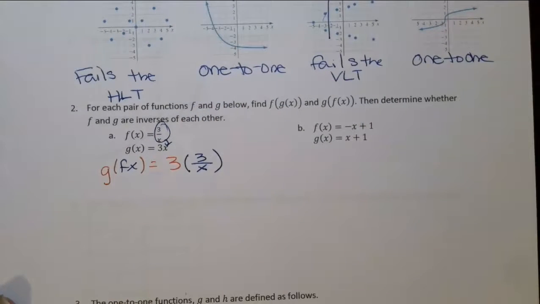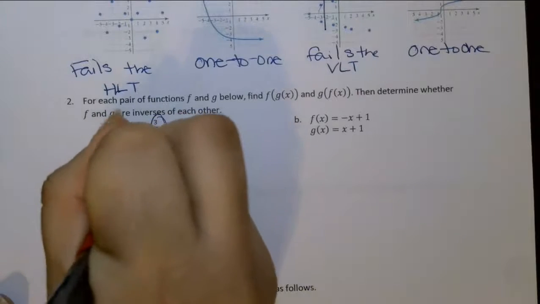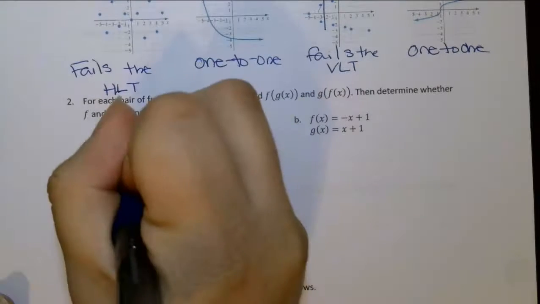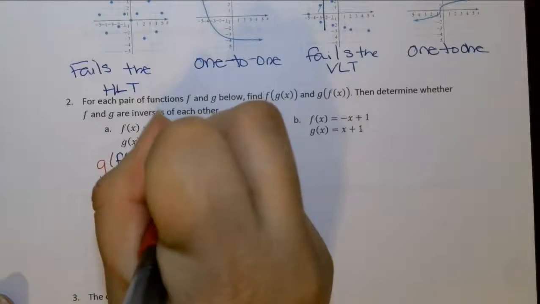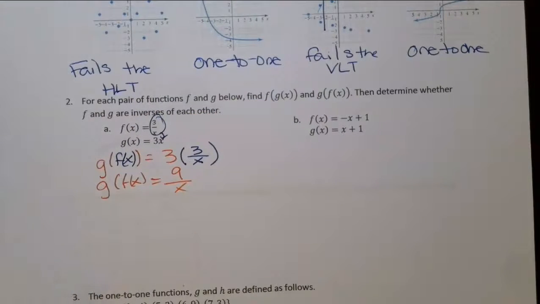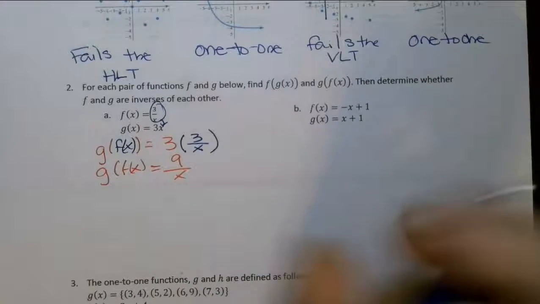Okay, then I want to simplify. I have g of f of x, I forgot my parentheses there, equals, I multiply straight across, so I have 9 over x. This didn't simplify to x, so this is not one-to-one. I mean, not inverse.